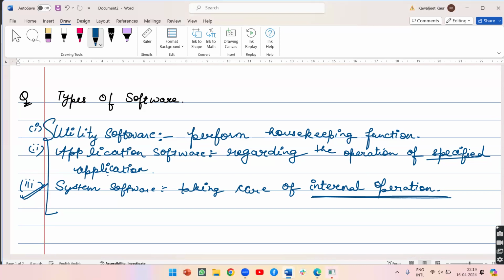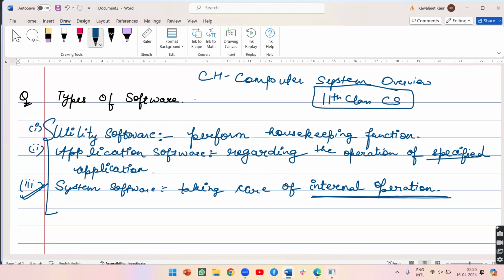So these are the summary of the types of software that we have studied. We have covered this from the chapter that is computer system overview. This computer system overview is actually from the 11th class CS subject. So we have done the important questions that can come.